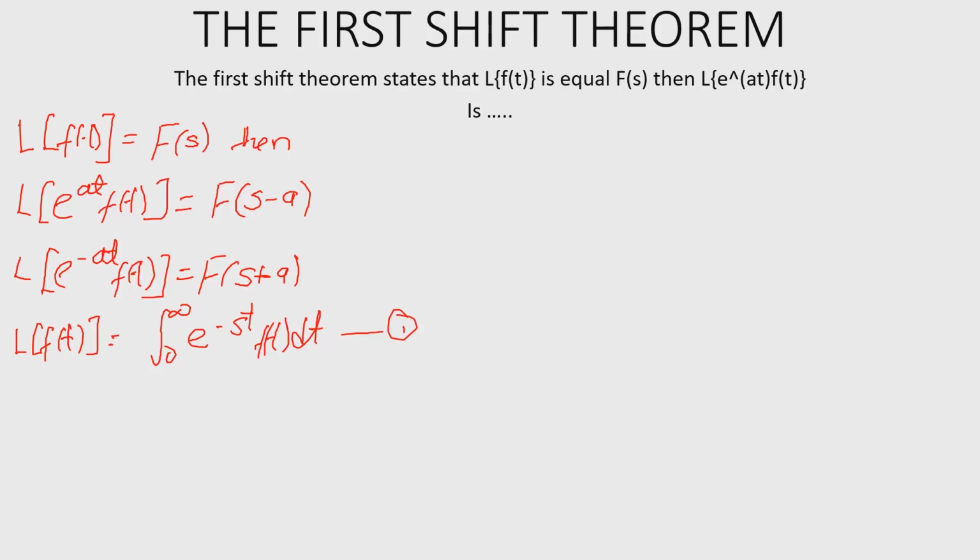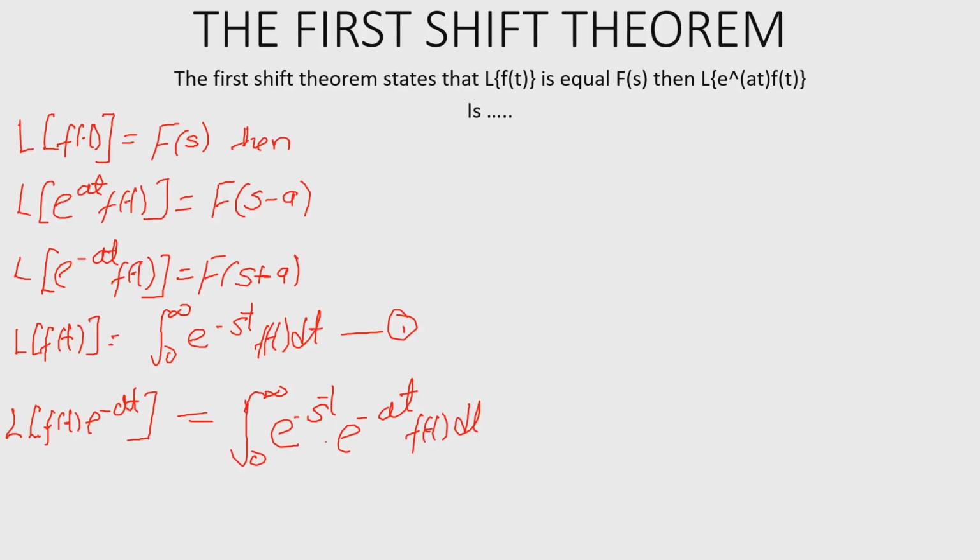Now let us try to find the Laplace transform of e raised to the power of minus at times f(t), for example, and let's see what we are going to have. This will be equal to the integral of e raised to the power of minus st, multiplied by e raised to the power of minus at, times f(t) dt. If you evaluate this further, it's going to be the integral of e raised to the power of minus (s plus a)t times f(t) dt. Call this one equation 2.